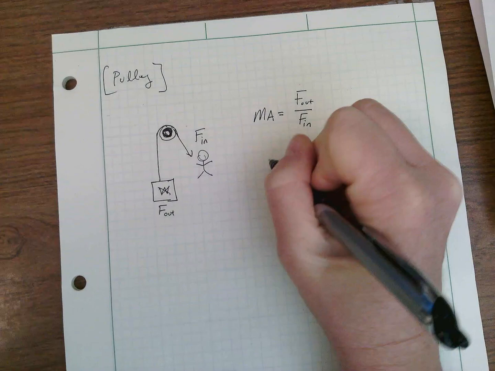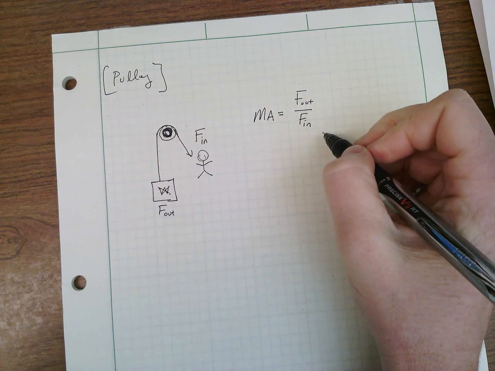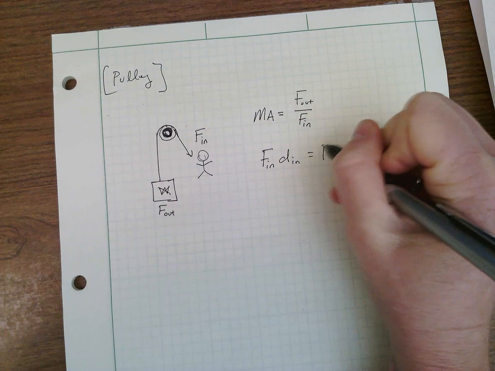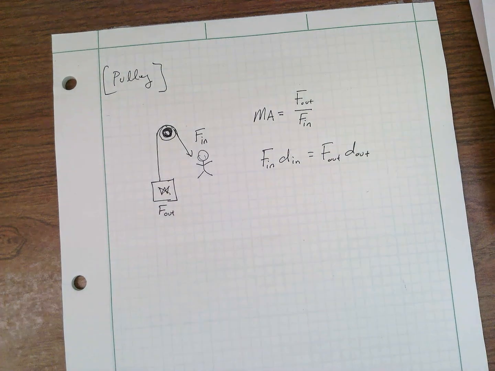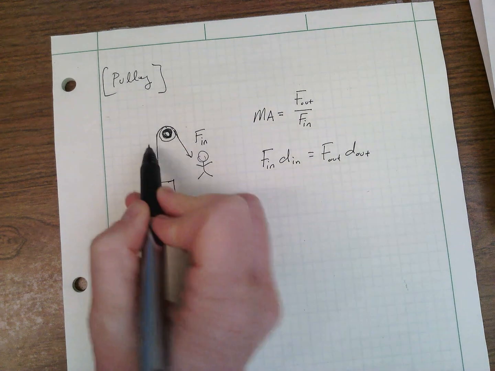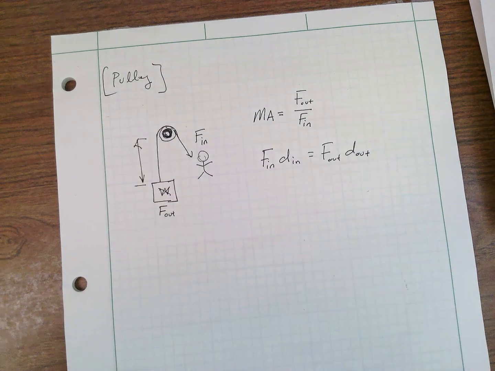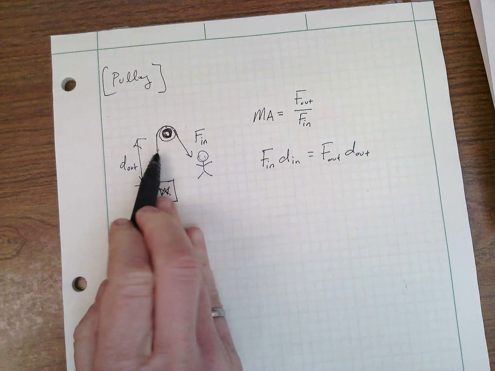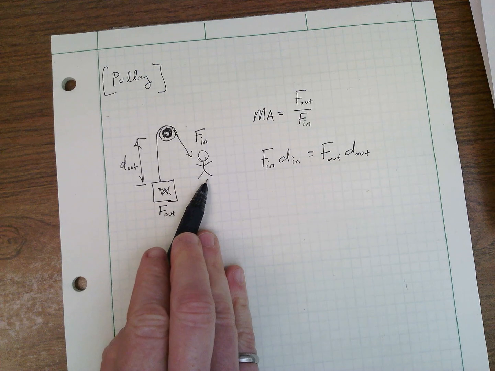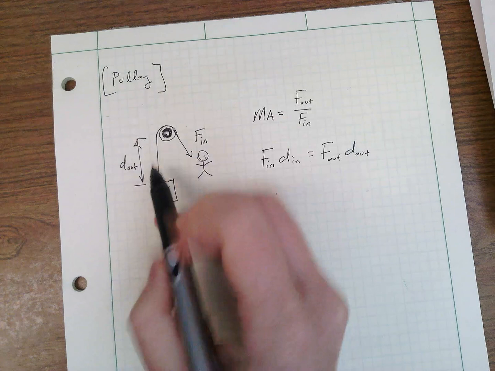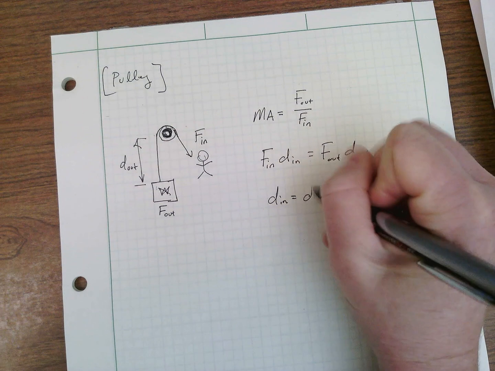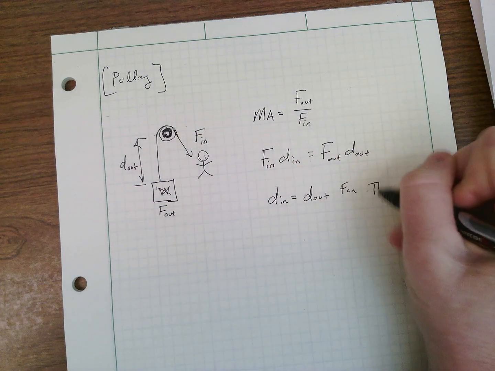And the same principle applies that work in is equal to work out, right? Conservation of energy applies in this situation. So we've got F in times some distance traveled in is equal to F out times some distance traveled out. And the distance traveled, you have to think about how much rope you're pulling, okay? If I pull this weight up this distance, D out, with this one pulley arrangement, I need to pull this exact same amount of rope on the other side, right? So D in this situation is equal to D out for the pulley as shown.